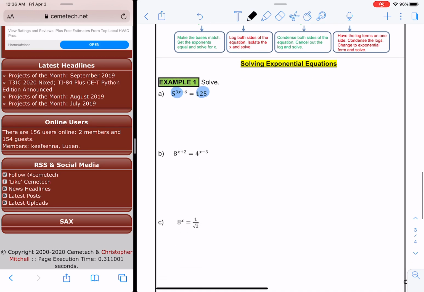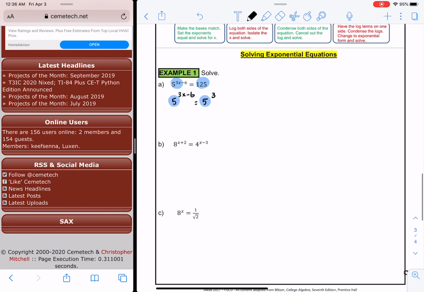So I have 5 raised to 3x minus 6, and I can directly equate these two if I rewrite 125 as 5 raised to 3. Since the bases match here, 5 matches with 5, we can directly equate them and write it as 3x minus 6 equal to 3, which would mean 3x is equal to 9, which would imply x is equal to 9 over 3. So the solution is simply 3.